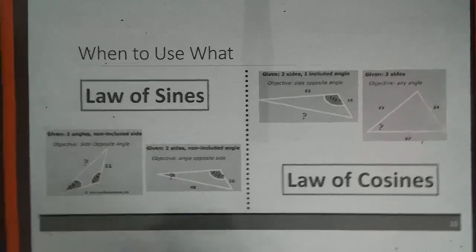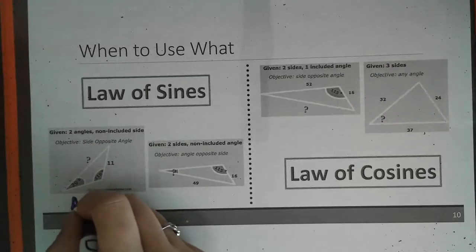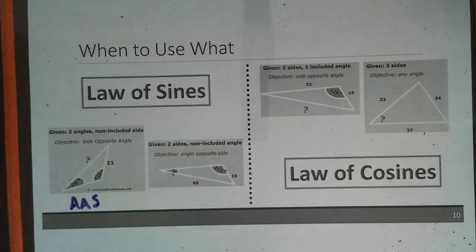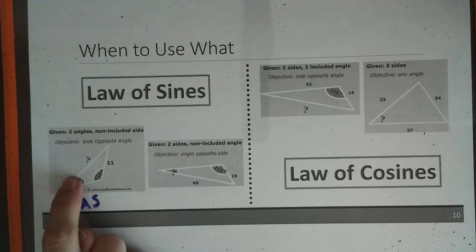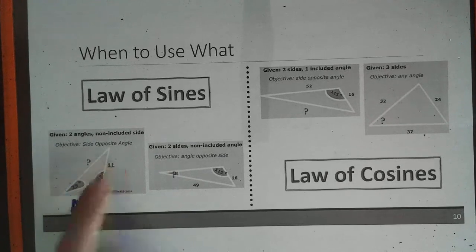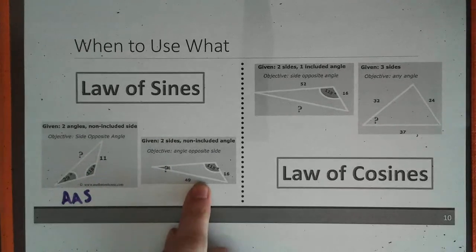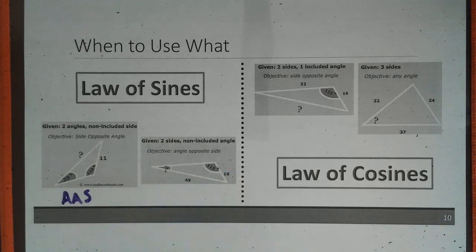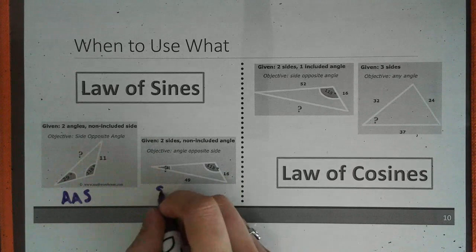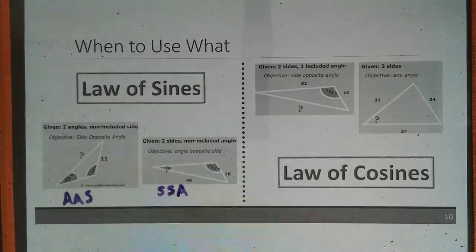We called this angle angle side back in geometry because as you go around the triangle, you know an angle and then an angle and then a side. We can also use the law of sines when we have 2 sides and the non-included angle. So 2 sides and an angle not between them. In geometry, we call this side-side angle.